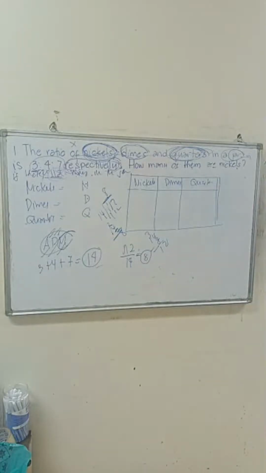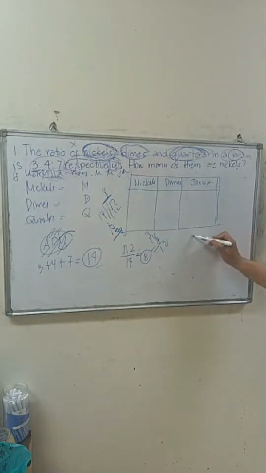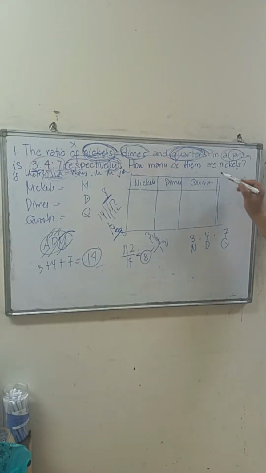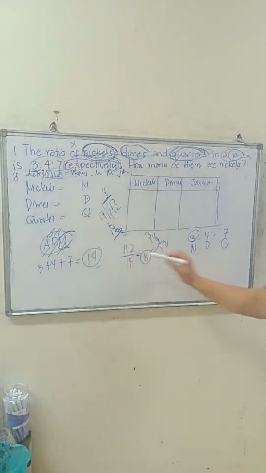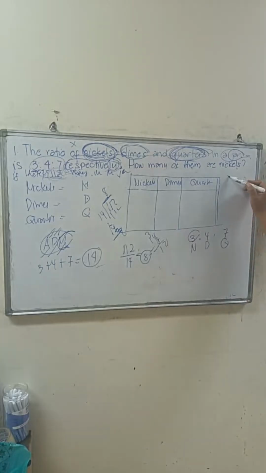You need to multiply because you have the ratio 3 is to 4 is to 7. This is the nickel, capital N, this is the dime, capital D, and this is the quarter, Q. Since the problem is asking for nickels, and nickel is 3, multiply here. So 3 times 8, there are 24 nickels. This is the first strategy.